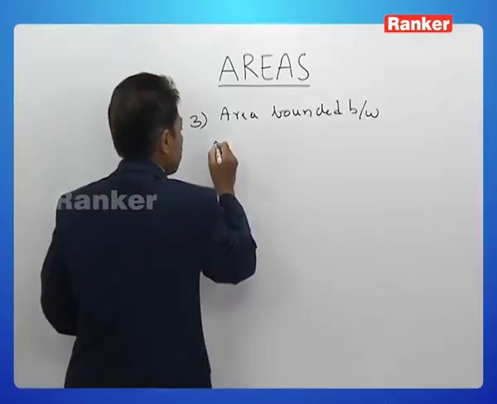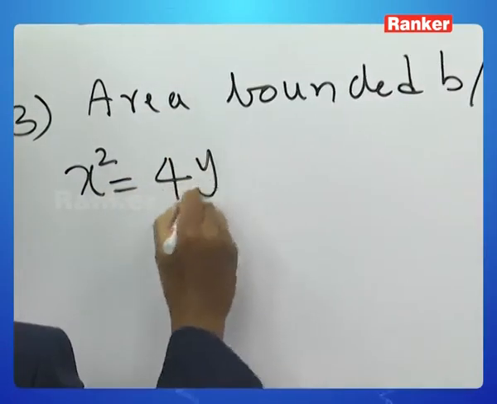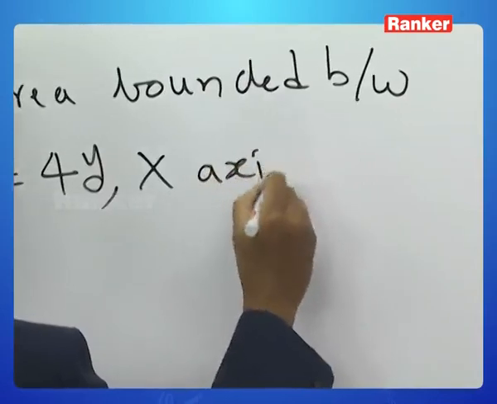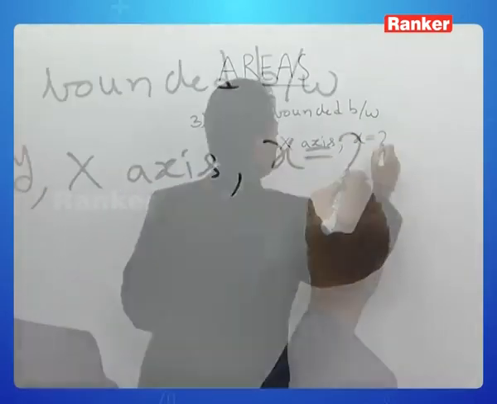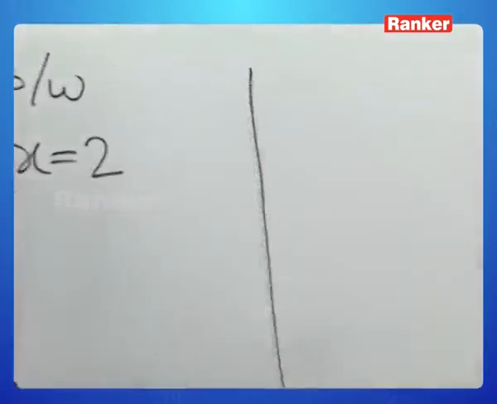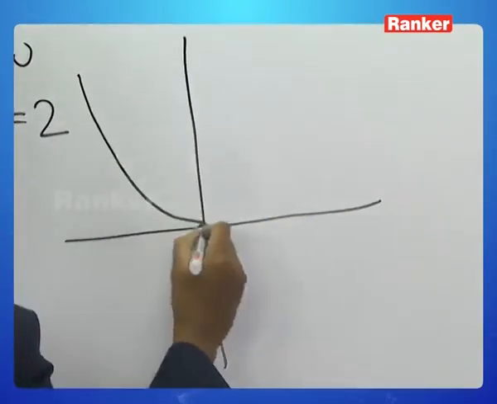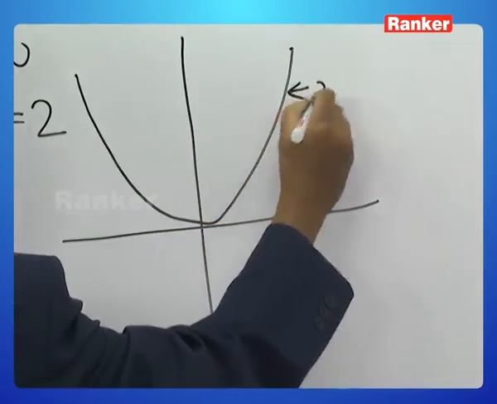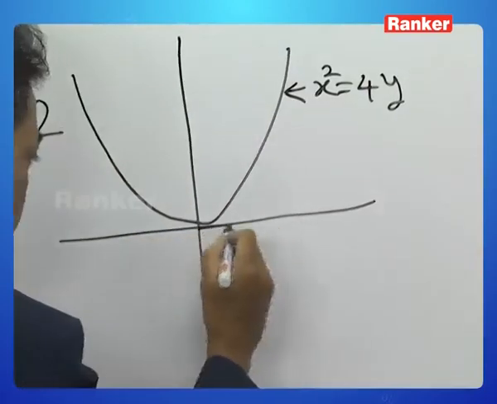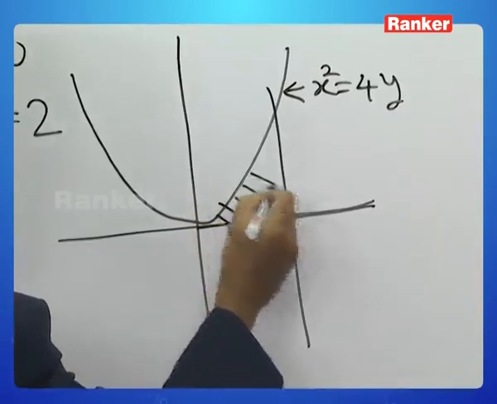Let us do. Parabola given x square is equal to 4y. And x-axis, of course, another ordinate given x is equal to 2. Okay. Now, let us see what is the area. So, this is a vertical parabola. Again, x square is equal to 4y. Now, x-axis and x is equal to 2. So, this is what required area.